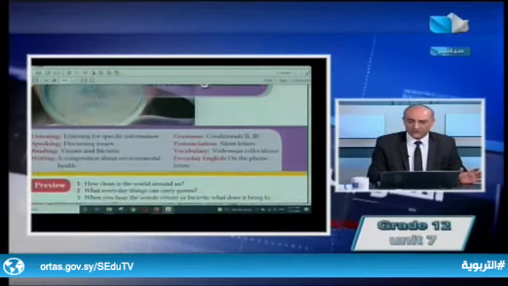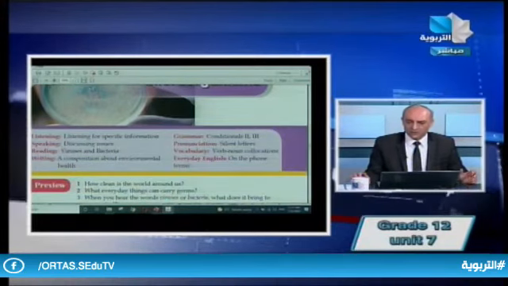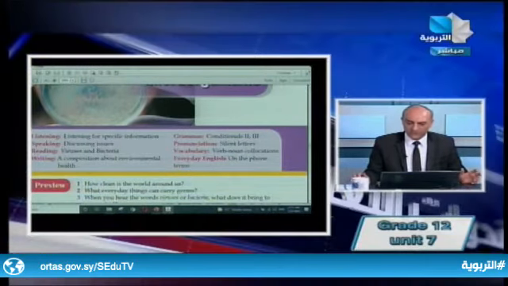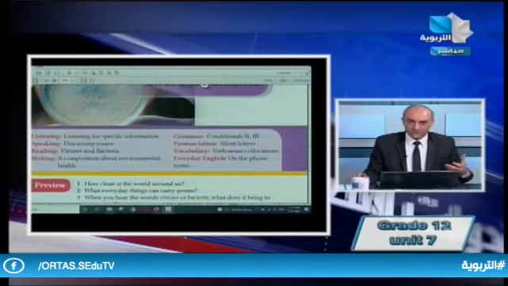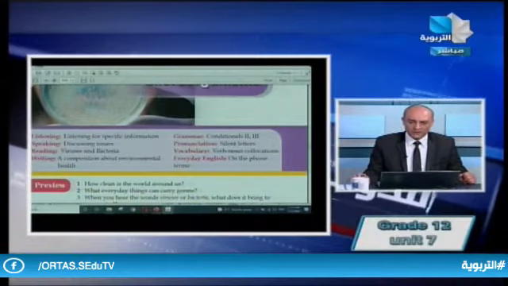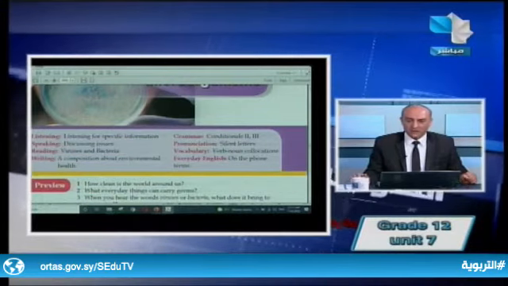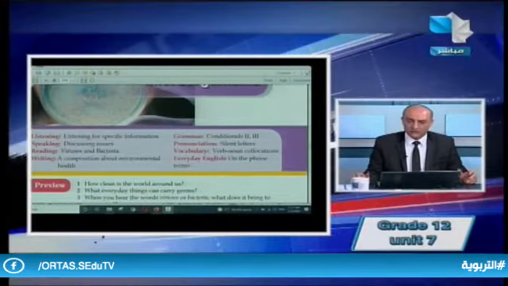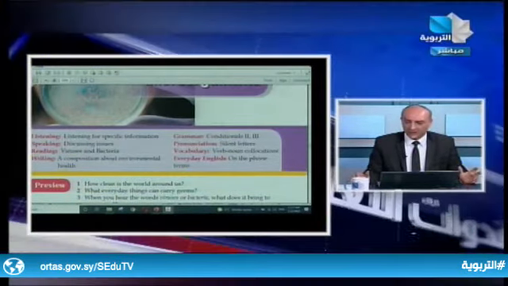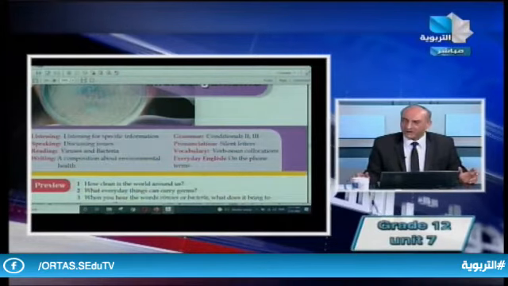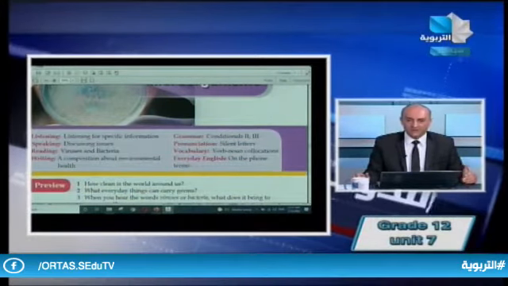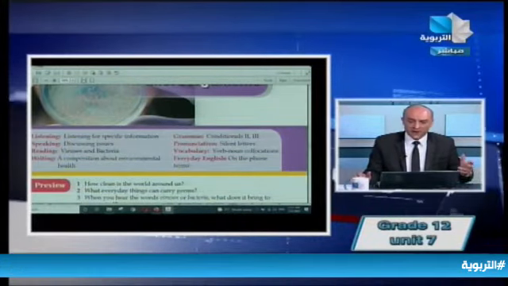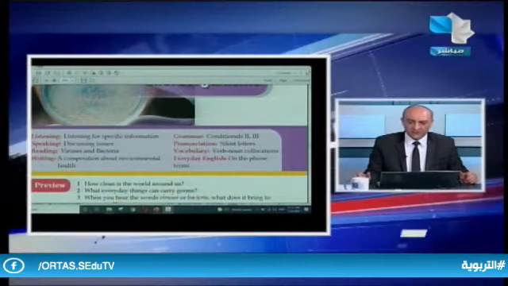In this unit, in listening, you are going to learn how to listen for specific information and to give specific information for any person. When we talk about speaking, you are going to discuss different issues related to biology or to microorganisms, the topic of this unit. In reading, we have a text about viruses and bacteria, and in this text there will be a comparison between viruses and bacteria.